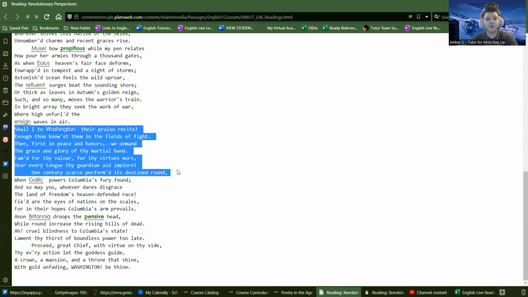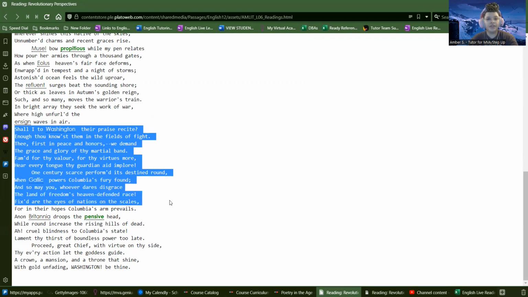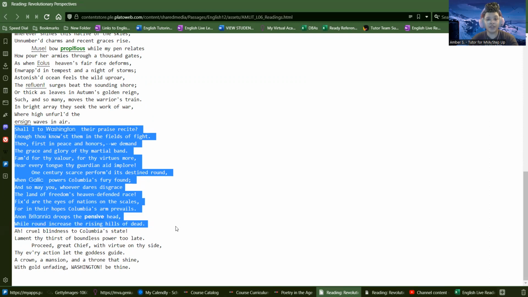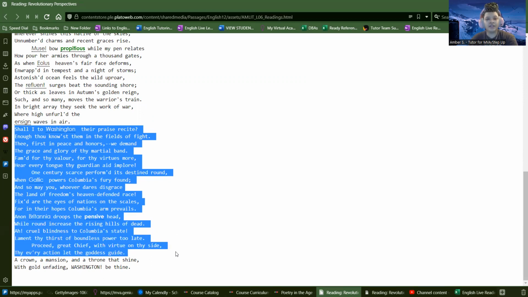1 century scarce performed its destiny round, when Gallic powers Columbia's fury found. And so may you, whoever dares disgrace this land of freedom's heaven-defended race. Fixed are the eyes of the nation on the scales, for in their hopes Columbia's arm prevails. Anon Britannia droops the pensive head, while round increase the rising heels of dead. Ah, cruel blindness to Columbia's state, lament thy thirst of boundless power too late. Proceed, great chief, with virtue on thy side, thy every action let the goddess guide. A crown, a mansion, and a throne that shine with gold unfading, Washington be thine.